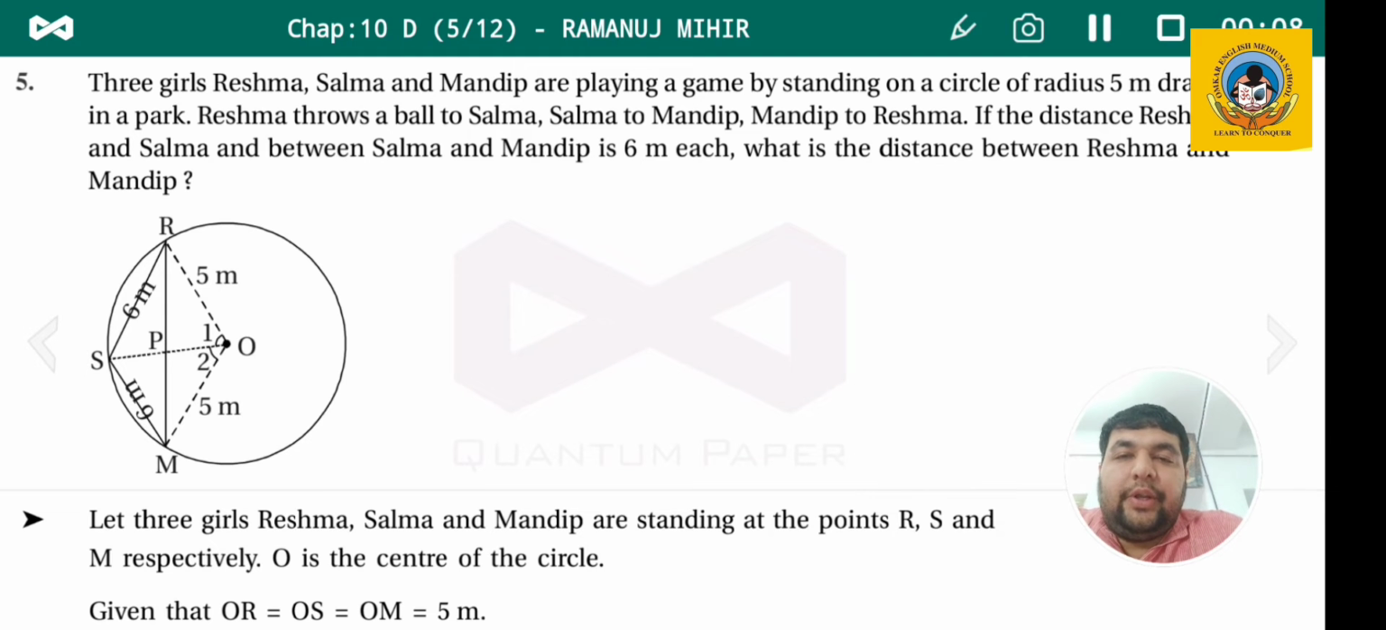Today we are going to learn chapter number 10, exercise number 10.4, question number 5. Three girls, Reshma, Salma and Mandeep, are playing a game by standing on a circle of radius 5 meter. They are running on the circle or they are standing on the circle.